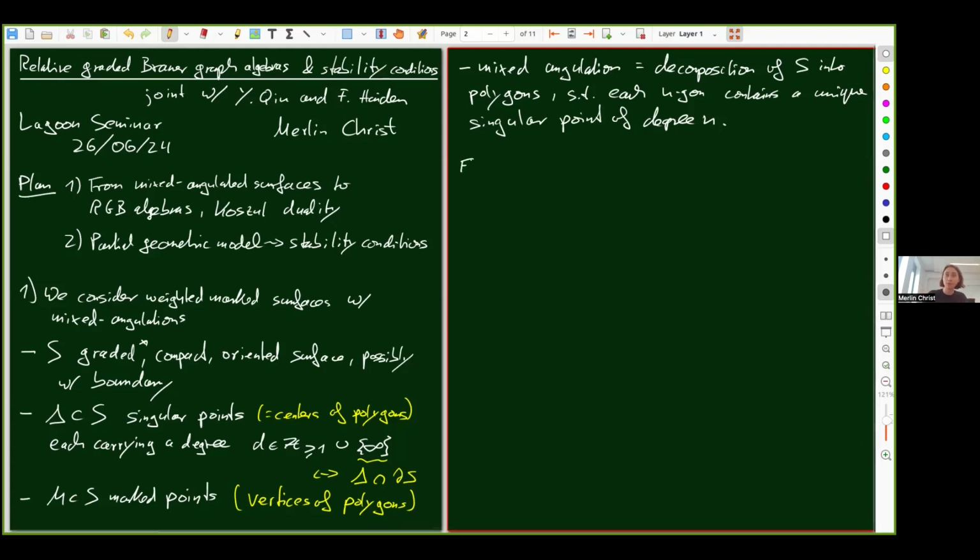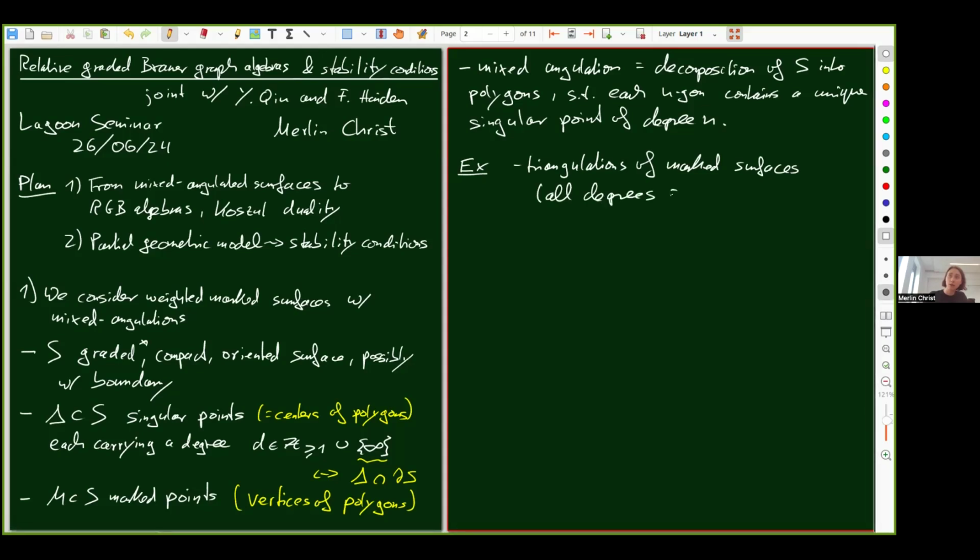And then one class of examples of this would be triangulations of marked surfaces, which is fairly classical, much better known, and appears in a number of different settings. So what does this correspond to? This corresponds to the case where all degrees are equal to 3.